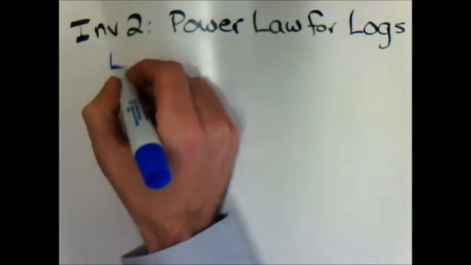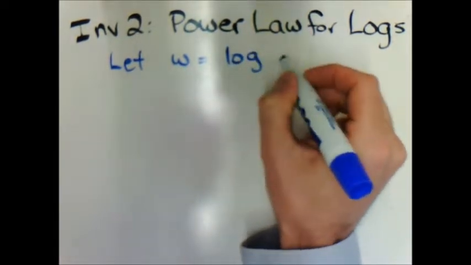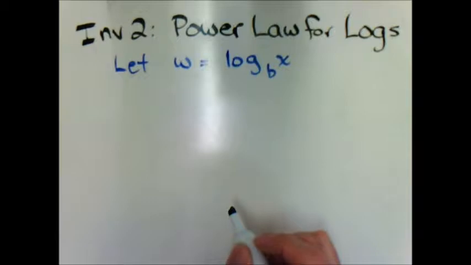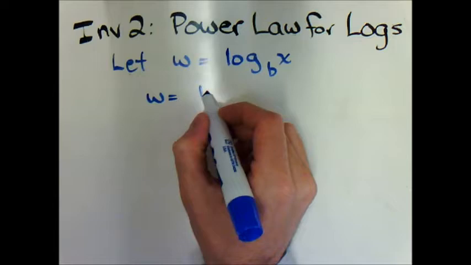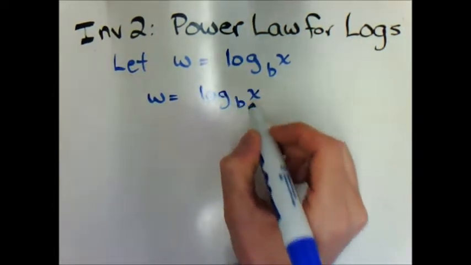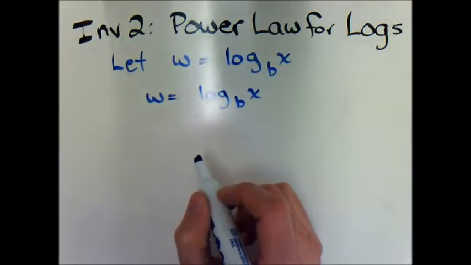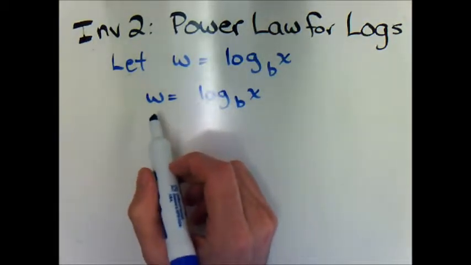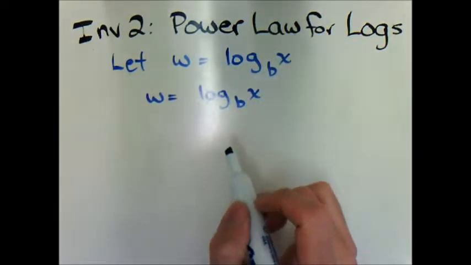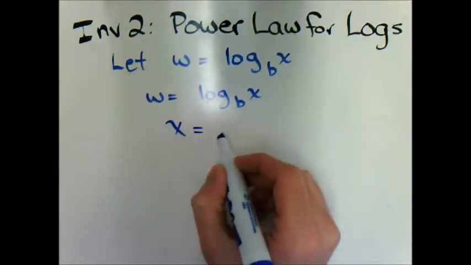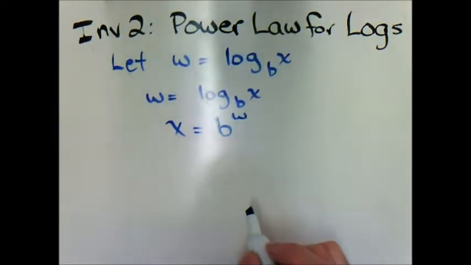So let's start. We're going to let w equal the logarithm of x to the base b. Okay, so we've got w, which equals the log of x to the base b. We're going to write the equation in exponential form. So what this is saying is w is the exponent that I need to raise b to in order to get the value x. So in exponent form, we have x equals b to the power of w.